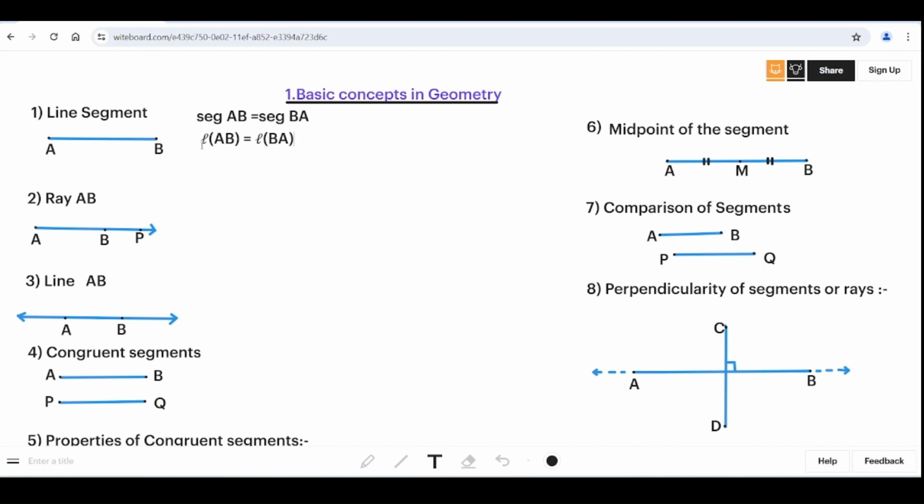That is also the same. Now, if we say that the length of this segment is 5 cm, for example, then we can denote it as length AB is equal to 5. Otherwise, we can say that AB is equal to 5. In this way, we state that the segment length is 5. Okay. Now the second concept is ray.